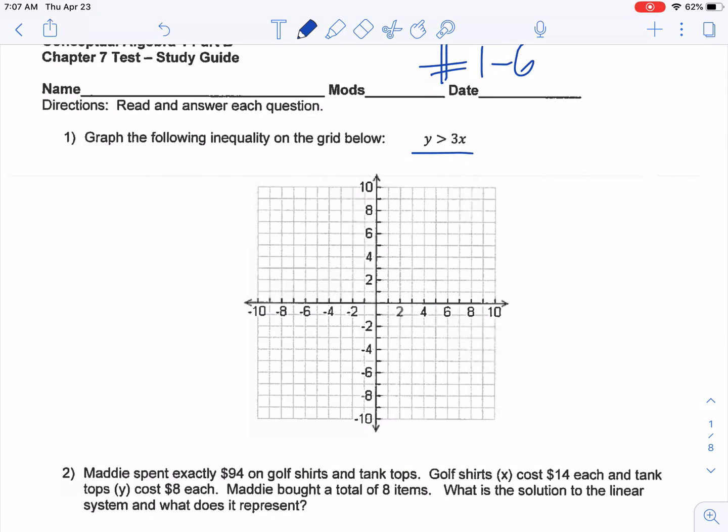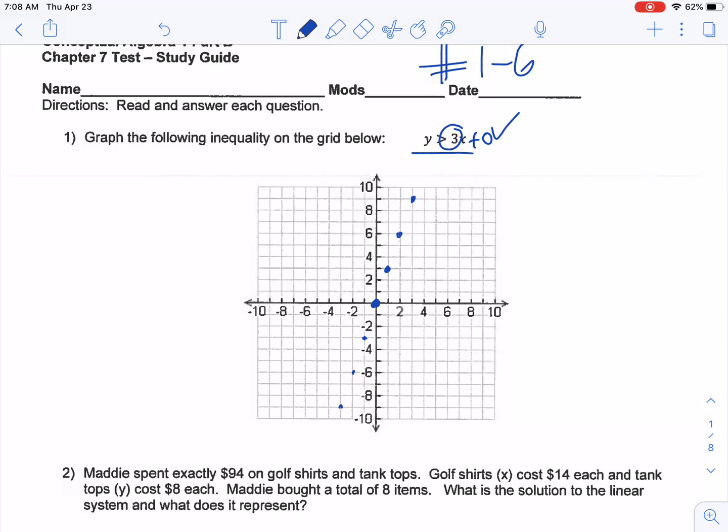Is it already in slope-intercept form? It is. So if you're asking, well, where's the y-intercept? It's plus 0. All right, so let's plot our y-intercept of 0, 0. Our slope is 3, so that means we're going to rise 3, run 1. Rise 3, run 1. You're going to do this the entire way through the graph.